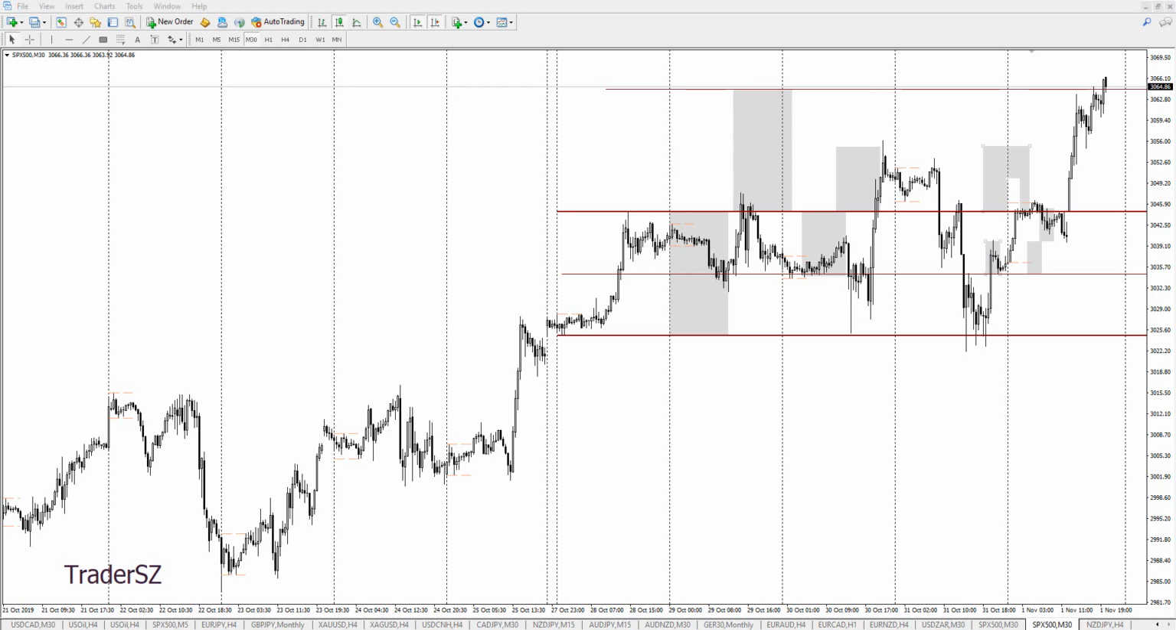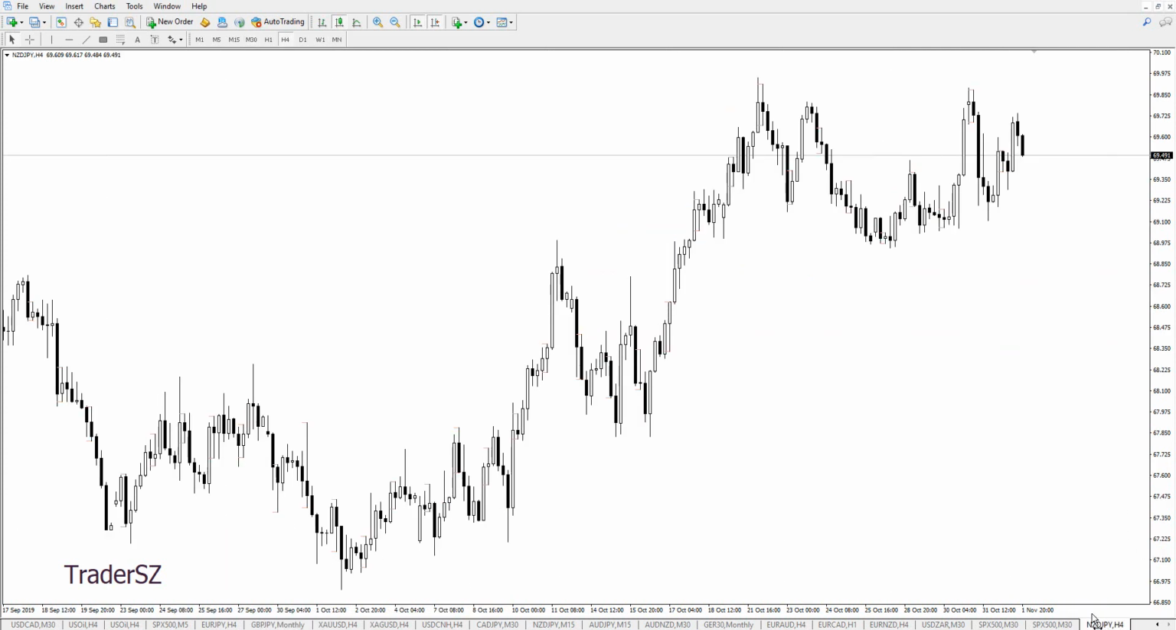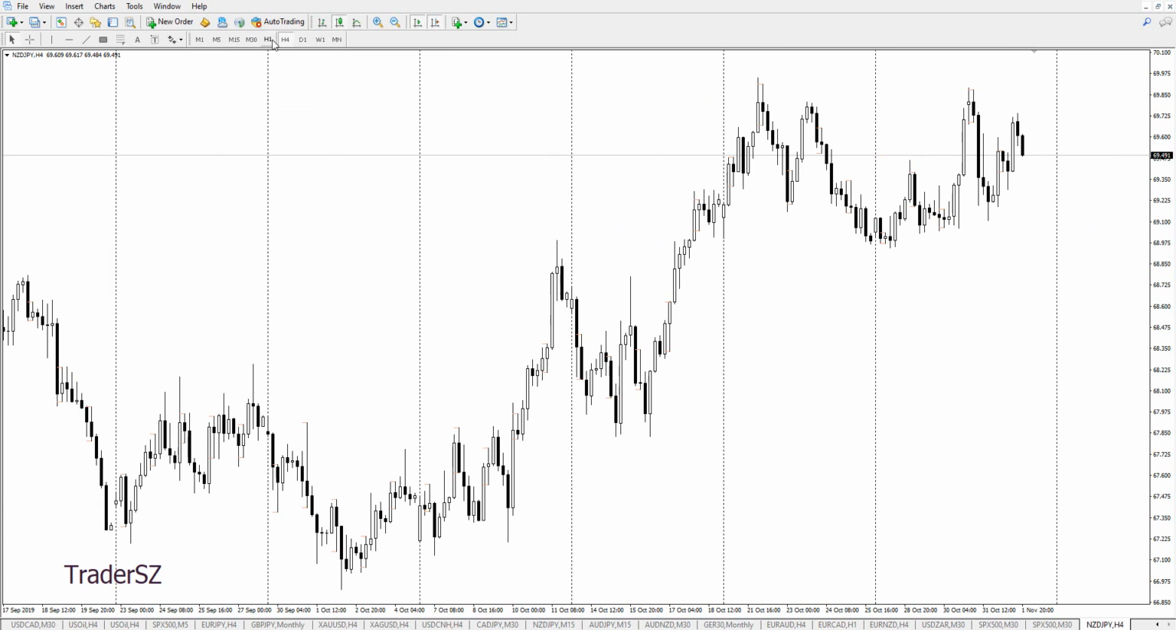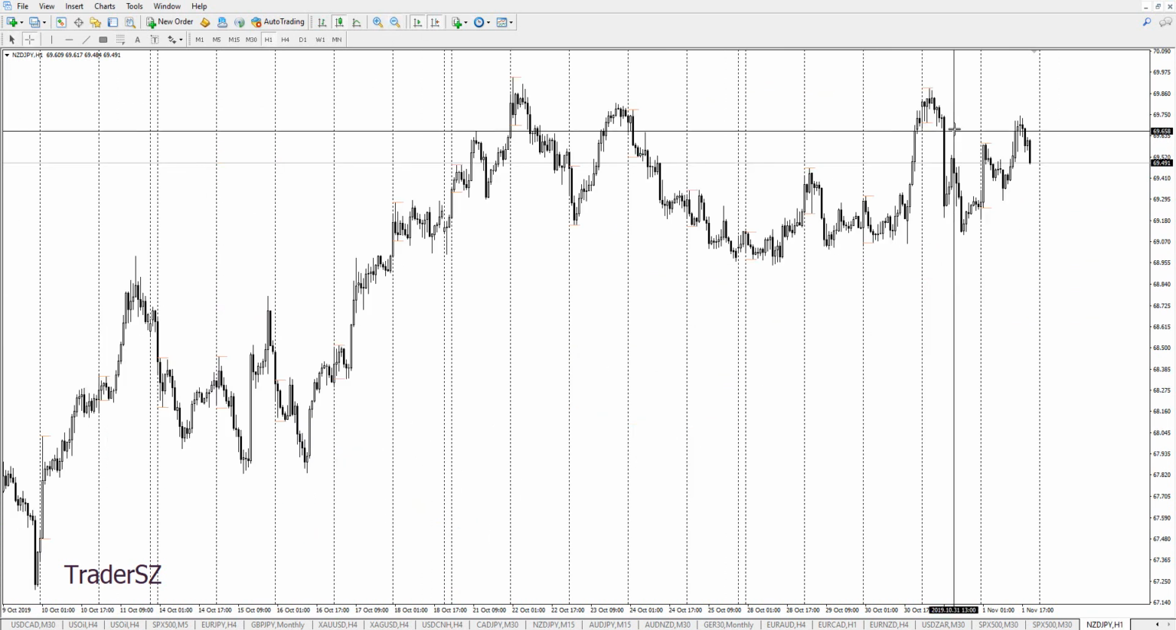I'll do one more example. Okay, so with this, you're just going to have to find your own examples. They don't always work, but it's like a confluence thing. Okay, so this example is like the New Zealand yen little scalp we took and went perfectly to our target there.